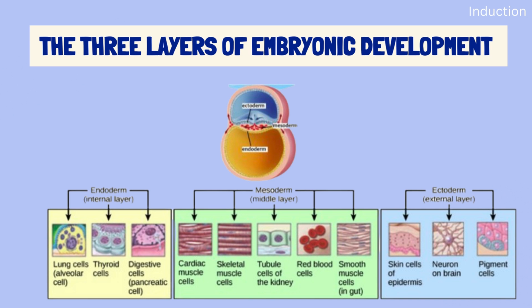Endoderm, the inner layer, becomes lung cells, thyroid cells, digestive cells, even pancreatic cells, and alveolar cells. Mesoderm, the middle layer, becomes cardiac muscle cells, skeletal muscle cells, kidney cells, red blood cells, and smooth muscle cells. Ectoderm, which is the outer layer, becomes skin cells, neurons, and pigment cells.